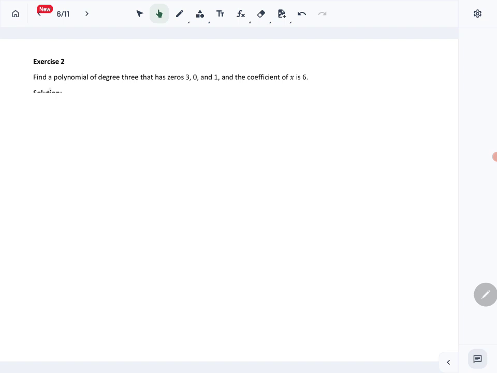So look at exercise 2. Find a polynomial of degree 3 that has zeros 3, 0, 1 and the coefficient of x is 6, right? So let's see. Our polynomial has to be degree 3 and we have 3 zeros, right?